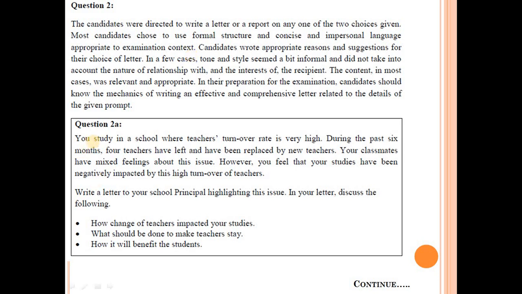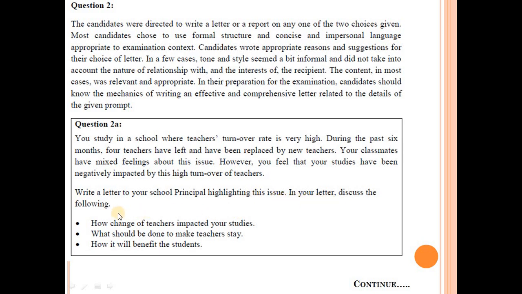Let's read the question. The question is, you study in a school where the teachers' turnover rate is very high. During the past 6 months, 4 teachers have left and have been replaced by new teachers. Your classmates have mixed feelings about this issue. However, you feel that your studies have been negatively impacted by this high turnover of teachers. This is the background; we call this situation the background or context of the question. Write a letter to your school principal highlighting this issue.